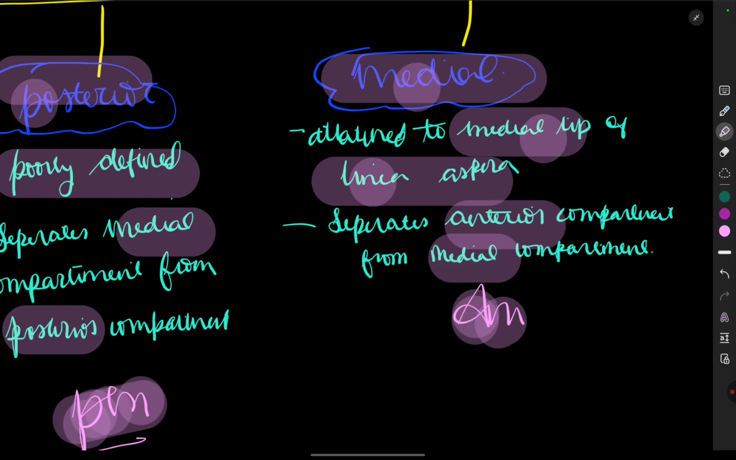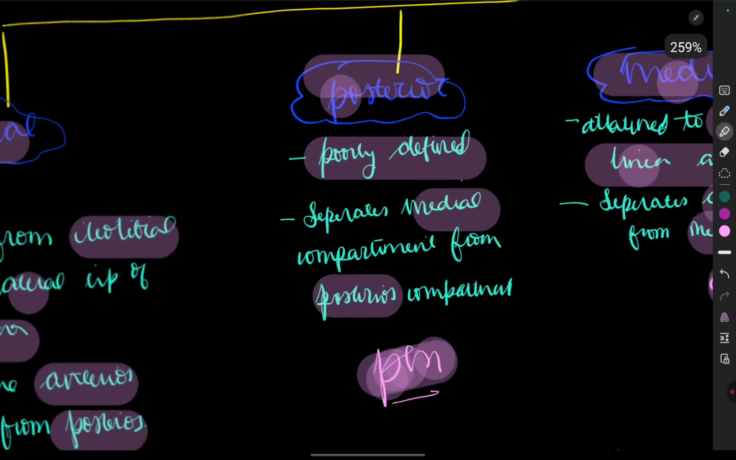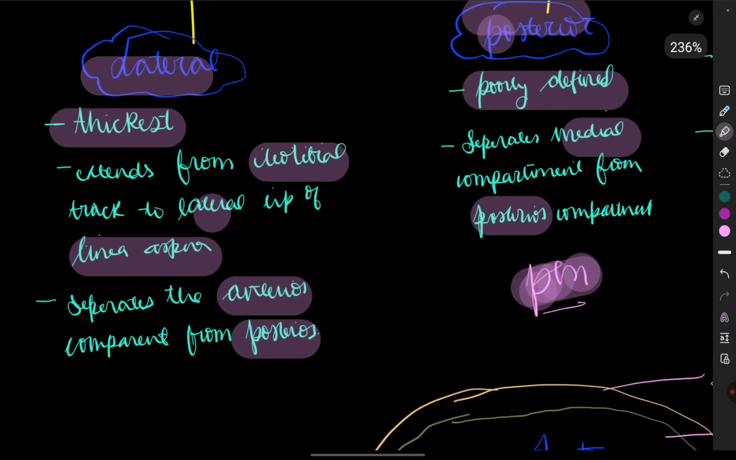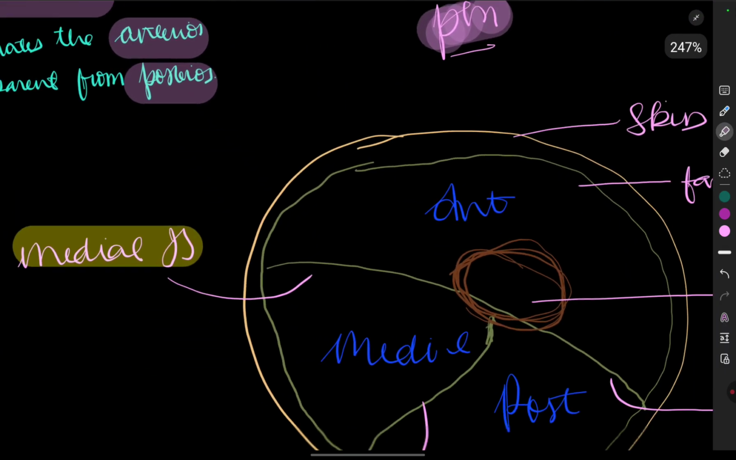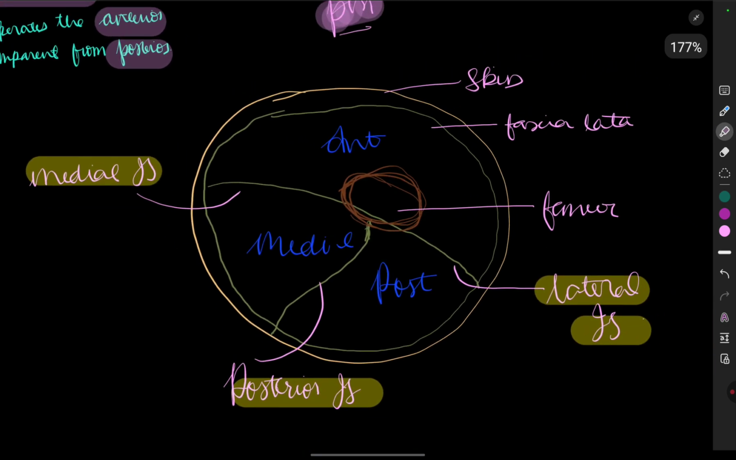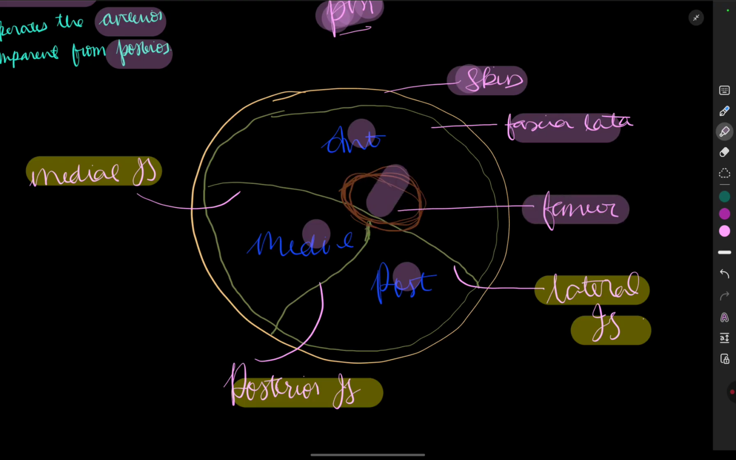So it separates the anterior and the medial compartment, and the one that is left separates the anterior compartment from the posterior compartment. Okay, so this is the diagram that we have to see. This is the skin and this is the fascia lata, and this is the anterior side, this is the medial side, and this is the posterior side. Okay, and this one that you're seeing here is the femur bone. All right, and see, as I have already told, P for posterior and P for PM, just remember it separates the posterior and the medial compartments. So this is the posterior compartment and the medial compartment, it is separating.